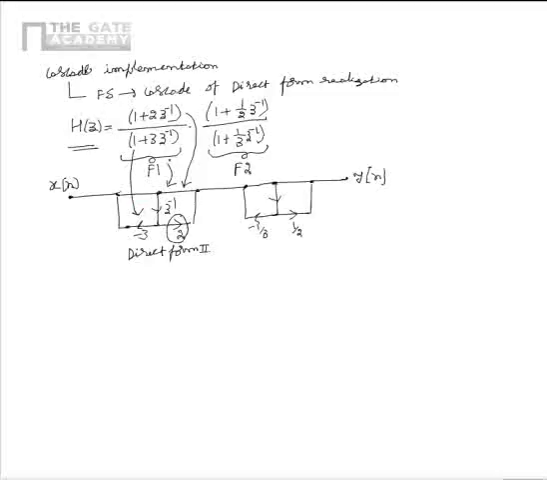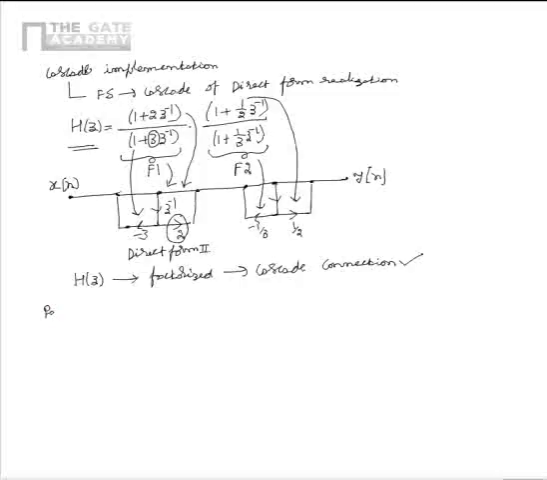However, we need to take the negative of the coefficients for realizing the implementation. Similarly, for the F2 also, we see a weight of 1 by 2 on the right hand side and we see a weight of minus 1 by 3 on the left hand side. From this we see that given any filter H of z, if both the numerator and denominator polynomials or either of them can be factorized into a product of polynomials, then we can realize the cascade connection of direct form implementations.